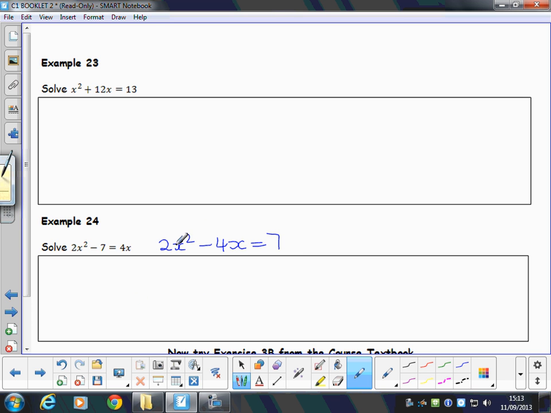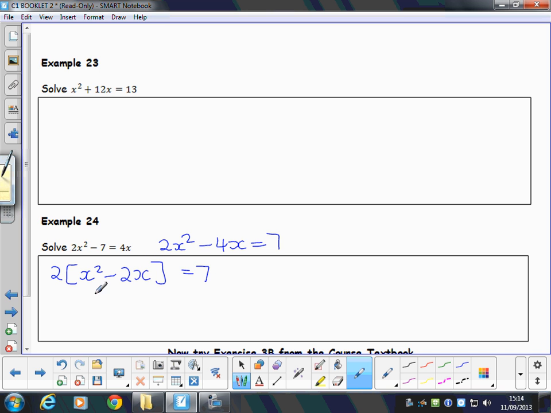Okay, now the coefficient of x squared here is 2, so I need to take a factor of 2 out before I can complete the square. So if I take a factor of 2 out, I've got x squared. Then if I take a factor of 2 out of minus 4, I'm left with x squared minus 2x. And on the other side, I've got 7.